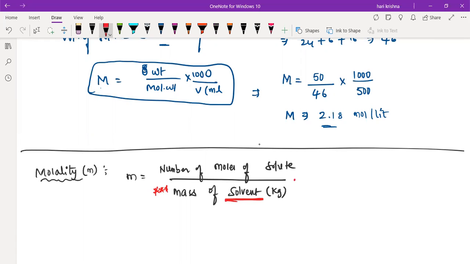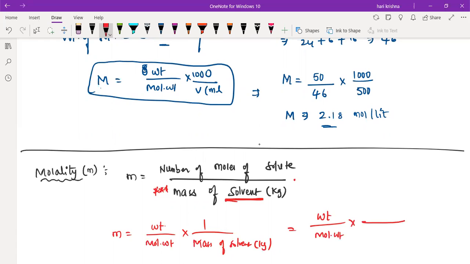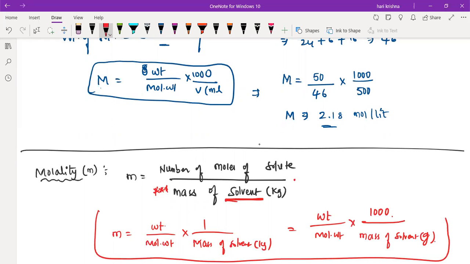So if you expand this formula, what will you get? Number of moles we know already: weight by molecular weight of solute, into 1 by mass of solvent in kgs. Or else, if you want the solvent in grams, what do you have to do? You have to multiply with 1000, right? So this is the formula for molality.